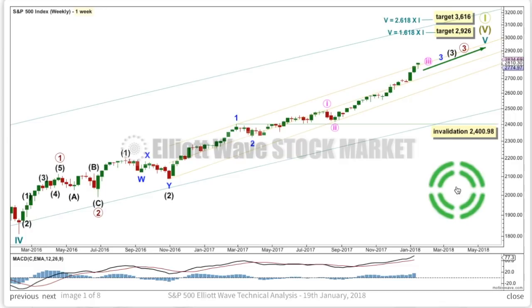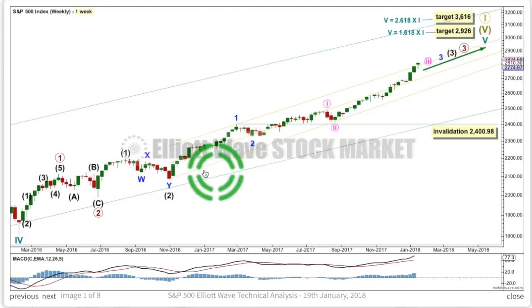Cycle wave 1 was not extended, cycle wave 3 was extended, so it would have been most likely that cycle 5 was equal with 1 and not extended, but you can still have two extended actionary waves within an impulse. So cycle wave 5 is extending, and that still fits quite nicely Elliott Wave rules.